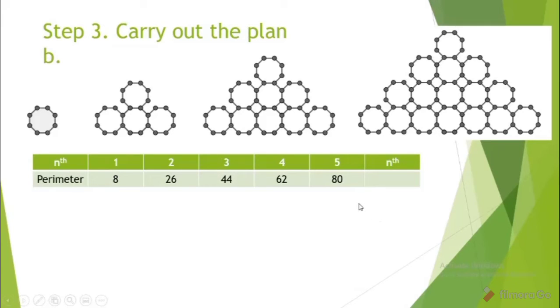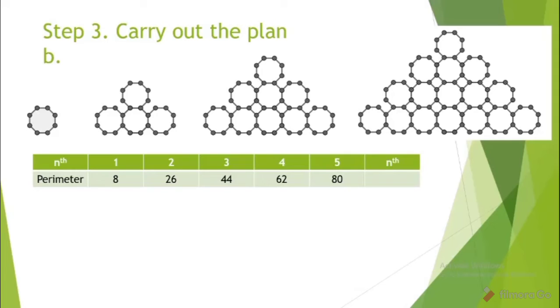So, B. What is the perimeter of this figure? Sa A, bibilangin natin siya. Meron tayong 8. Ang perimeter natin yung 8 dahil meron siyang 8 sides and bawat side ay may length na 1. And sa figure 2 ay meron tayong 26. So, perimeter ng figure 2 is 26.